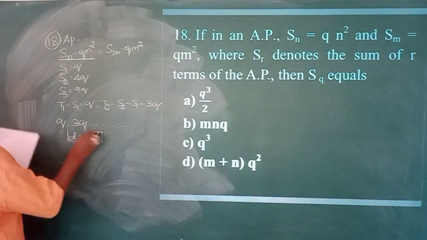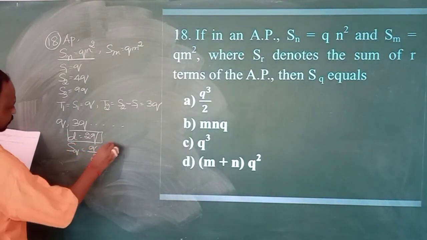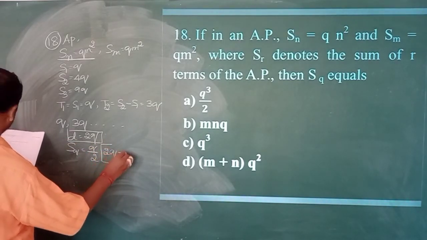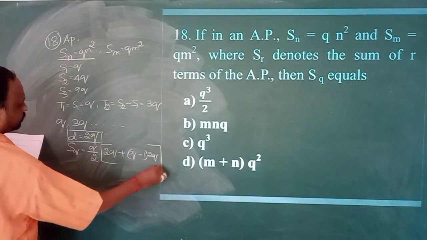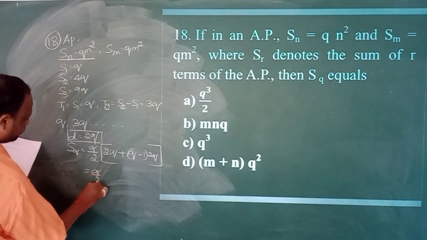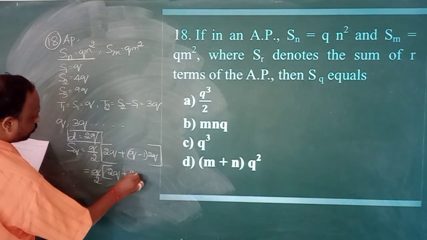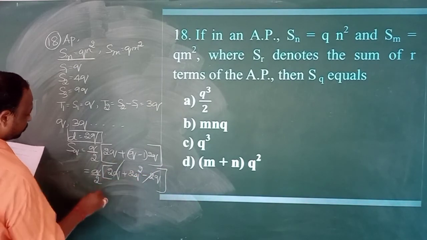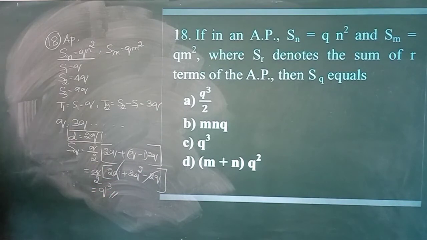So therefore S_Q is equal to Q by 2 into 2A, where A is Q, 2A plus (n minus 1) into D. Simplify this: Q by 2, 2Q plus 2Q square minus 2Q. So Q cube. So I will repeat this.